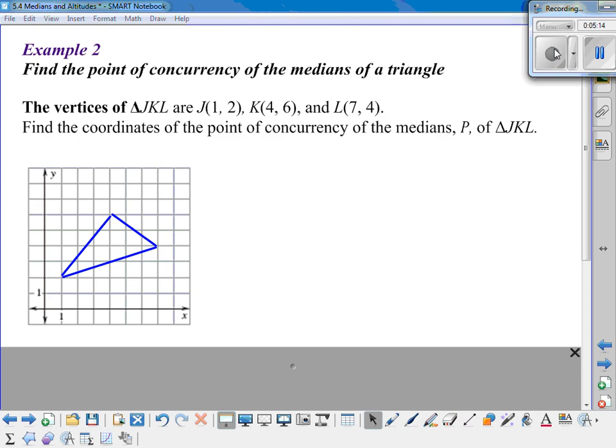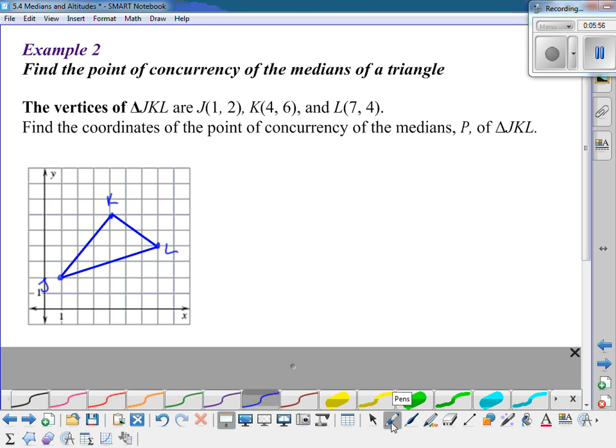So we can use this 2/3 relationship to find the point of concurrency on a coordinate grid. We're given the vertices of a triangle, JKL. J is at 1, 2, right here. And K is at 4, 6, here. And L is at 7, 4. And I already had my sides drawn in there. Okay, so here's the triangle. Now, to find the medians, the median has to go from the vertex to the midpoint. So I have to find the midpoints of the sides.